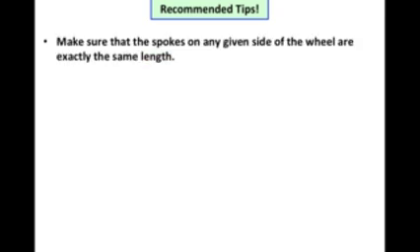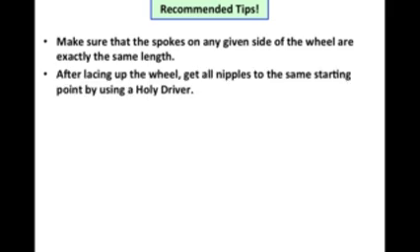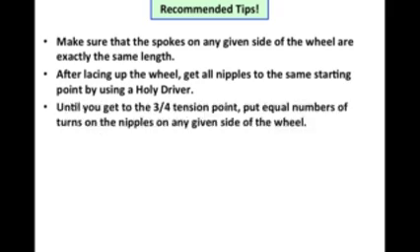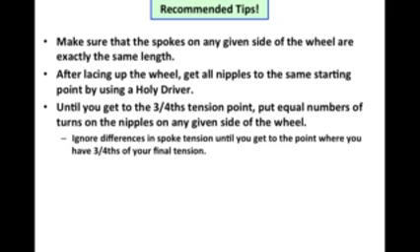Make sure that the spokes on any given side of the wheel are exactly the same length. After lacing up the wheel, get all nipples to the same starting point by using a spoke driver. Until you get to the 3/4 tension point, which could be 90 kilograms of force if you're aiming for 120, put equal numbers of turns on the nipples on any given side of the wheel. That means you're going to ignore differences in spoke tension until you get to the point where you have 3/4 of your final tension.